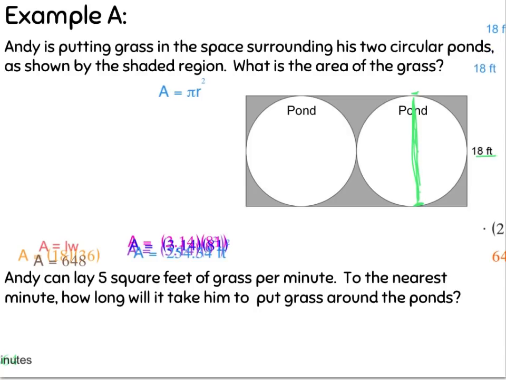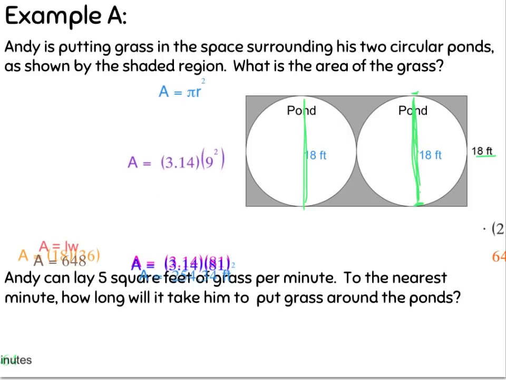So for the first circle, it's 18, and for the second circle, it's 18 as the diameter. I know that if the diameter is 18, the radius is going to be half of that, and half of 18 is 9. So let's plug in the area formula for the circle. I've got A equals 3.14. I know my radius now is 9, so I've got 9 squared. And then I'm going to do the order of operations. I'm going to square first, so 9 squared is 81.